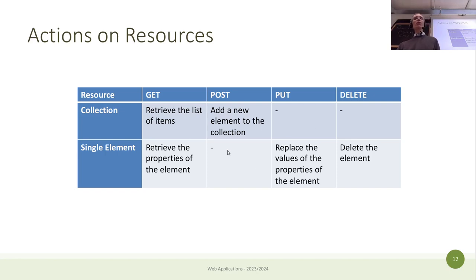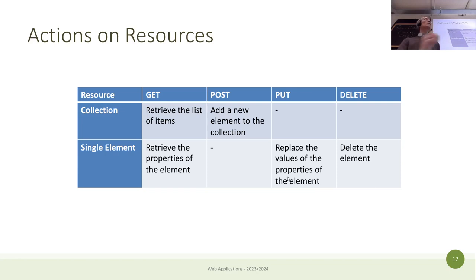And there are combinations that make sense and others that don't make sense. You see there are five combinations that make sense. Get can be used on the collection to get everything, but also on a single element to retrieve the specific information of that single element. Post makes sense only on a collection, because post is the add action. So you add it to a collection. You cannot add an item to another item. They don't grow, I mean. You add an item to a collection. So this action doesn't make sense.